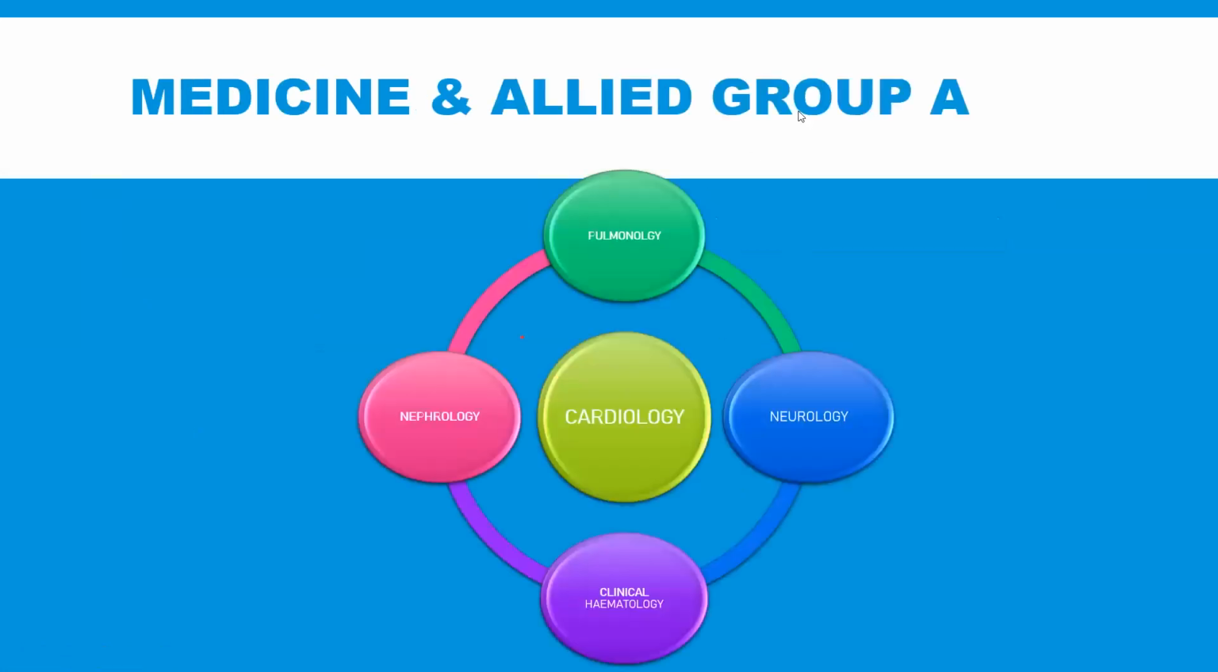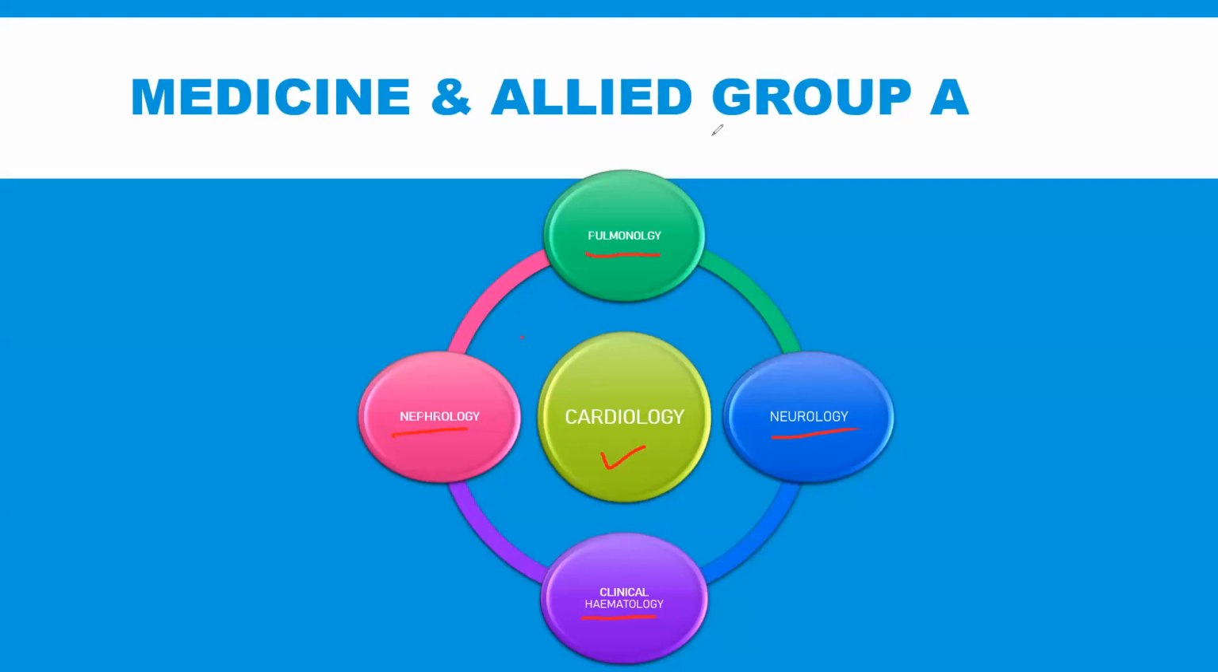In medicine and allied, we have 2 groups. One is Group A and another is Group B. You have to understand this because it is really important. In medicine and allied Group A, we have cardiology, pulmonology, nephrology, clinical hematology and neurology. These are the five specialties which are available in Group A of medicine and allied.